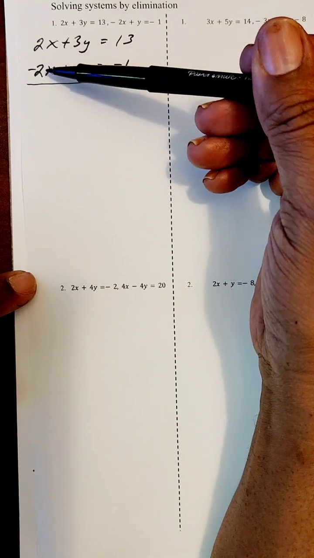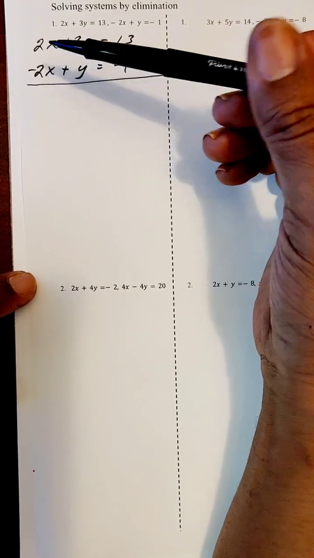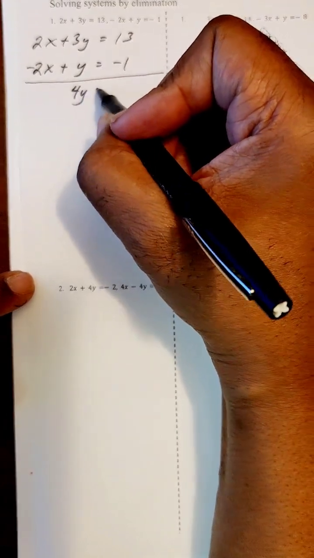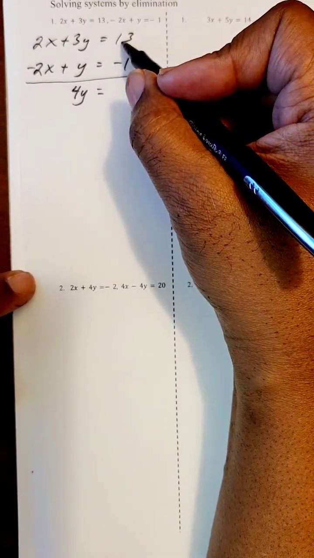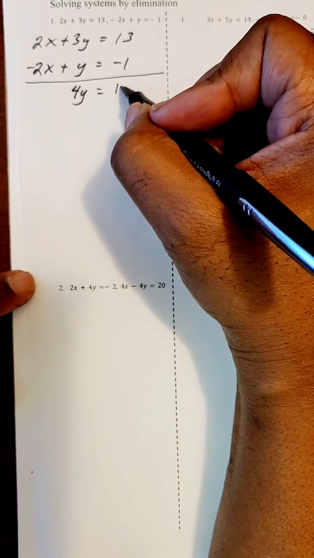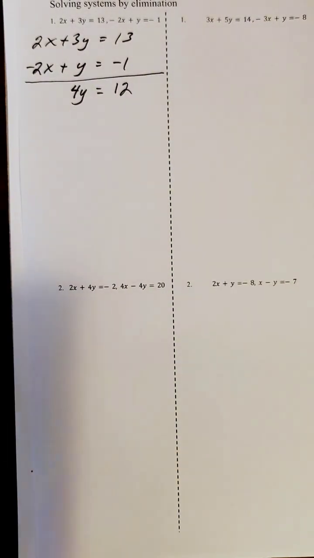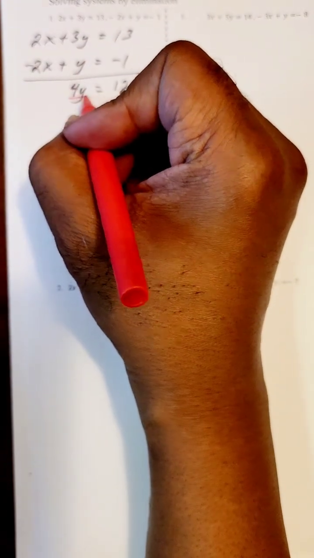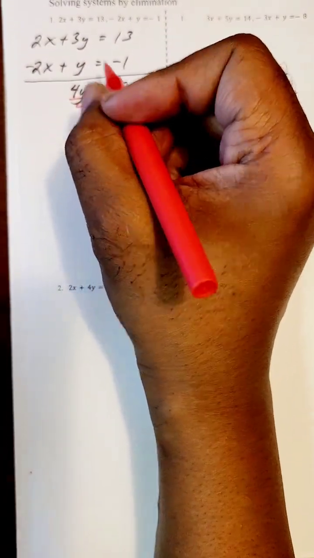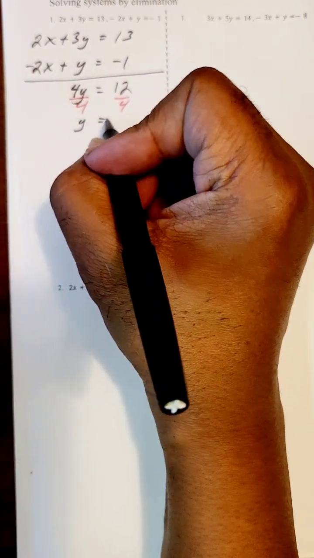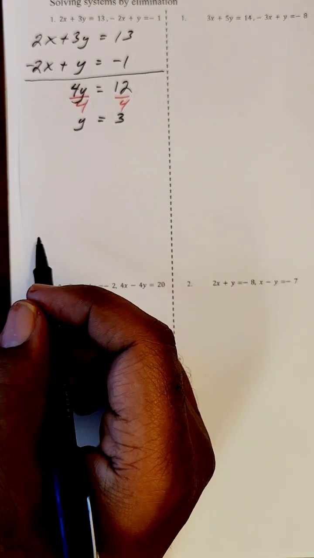So these two additive inverses eliminate or become 0. The 3y and the y become 4y. And the 13 and the negative 1, when you combine those, you get 12. So 4y equals 12. So I'm going to isolate the y by dividing by 4. And isolating y, we'll get 1y equals 3. Okay, so y is solved.